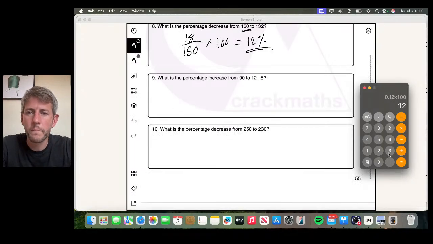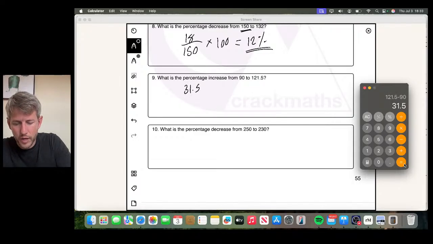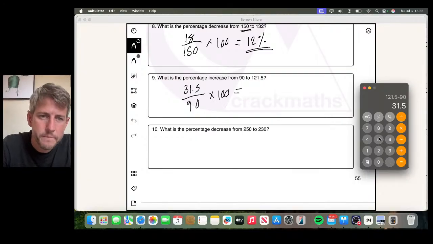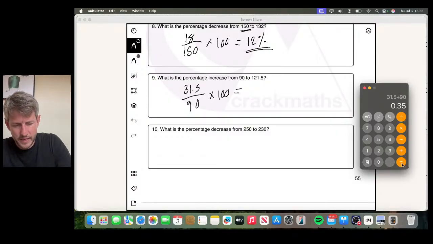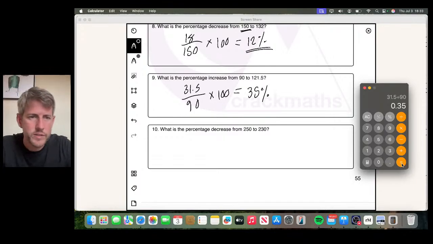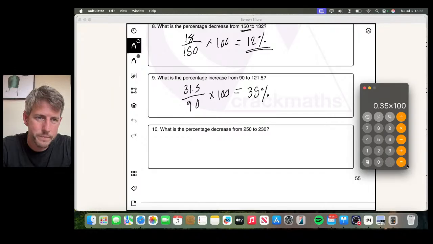Here we go. Now we've got question 9. Oh, on page 55. Okay, right. What is the percentage increase from 90 to 121.5? Let's just do 121.5 minus 90 to find the increase. So that's an increase of 31.5, and it started at 90, and so we're going to times that by 100 to get the percentage. So 31.5 divided by 90 equals 0.35. Well, because when I times that by 100, that's what it'll be: 35%.